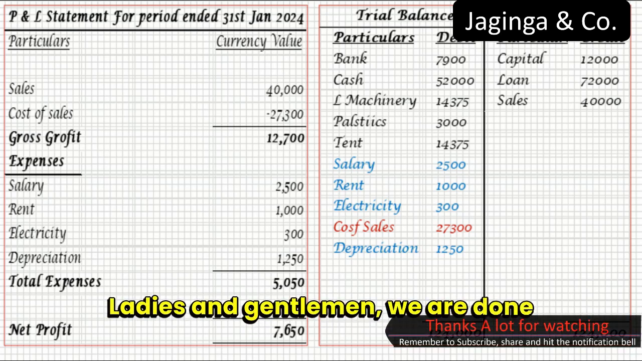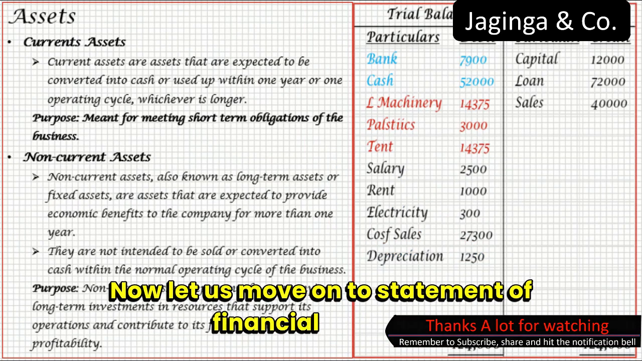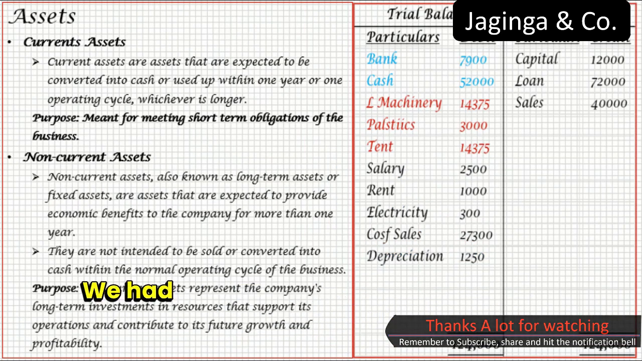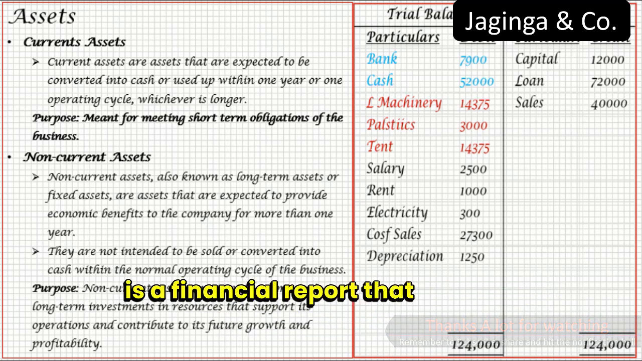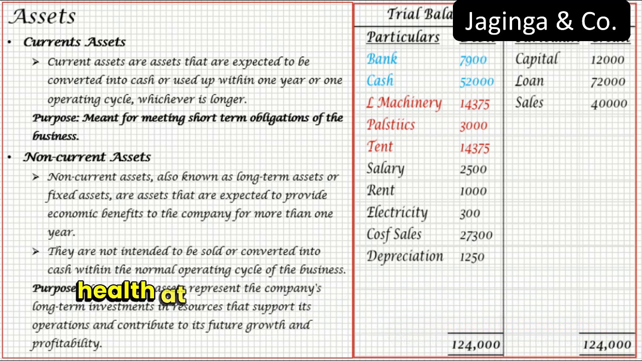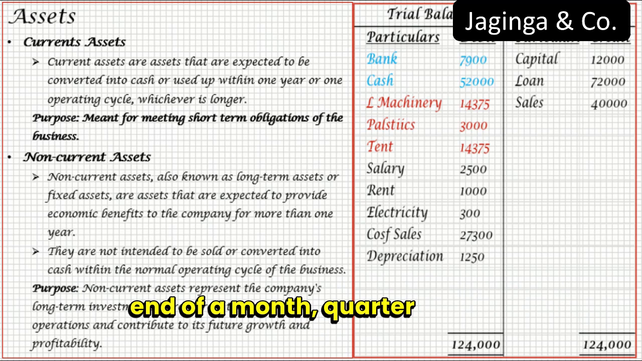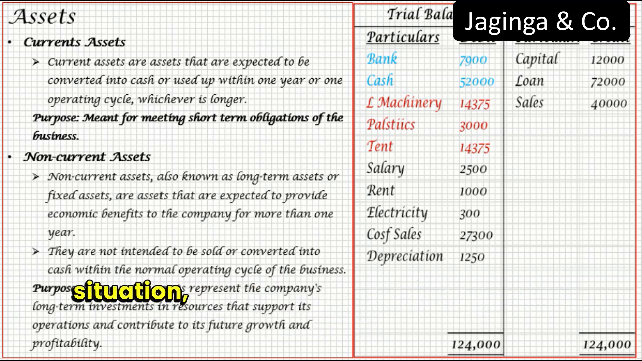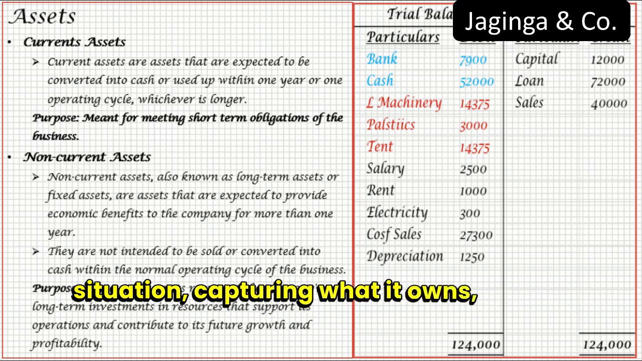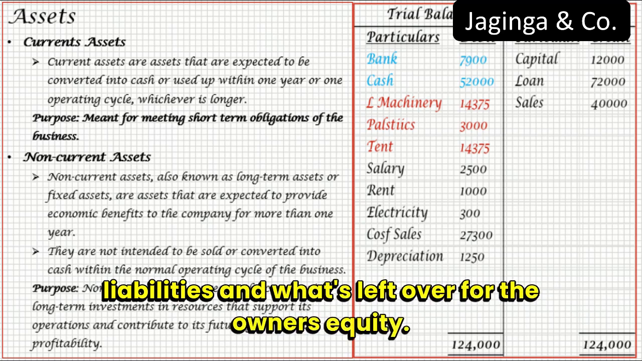Ladies and gentlemen, we are done with profit and loss statement. Now let us move on to statement of financial position. We had explained that the statement of financial position is a financial report that shows a company's financial health at a specific point in time, usually the end of a month, quarter, or year. It's like taking a snapshot of the company's financial situation, capturing what it owns, assets, what it owes, liabilities, and what's left over for the owner's equity.